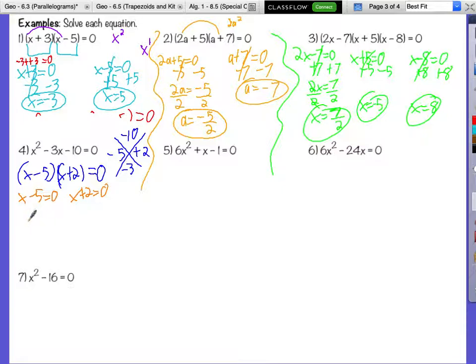Now, what would you get back? You just flip the signs and then you get positive 5 and negative 2. Very good. You add 5 to both sides on the left, subtract 2 from both sides on the right. Questions on number 4?